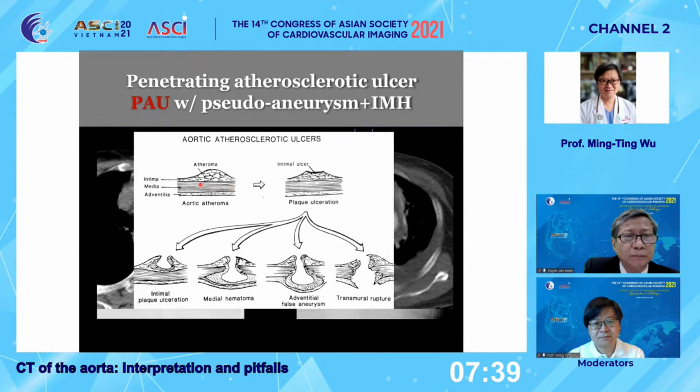This lesion is a disease of intima, in contrast to artery dissection or IMH, which are diseases of media. This is disease of intima. It has an intimal ulcer first, then goes deep, causes media hematoma, reaches the adventitia, causes false aneurysm, or even rupture.